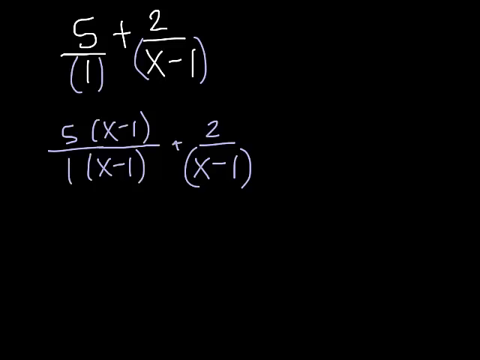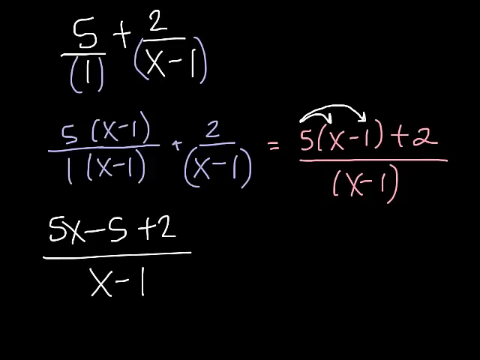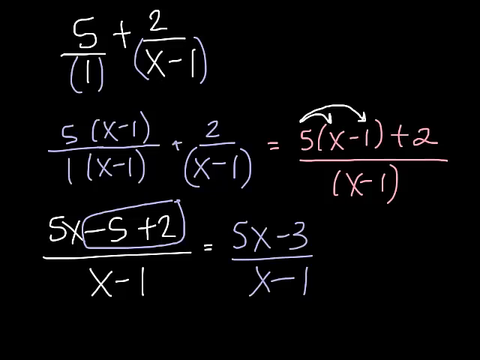So now I'm in a situation just like I was before. This denominator is x minus 1. My numerator is 5 times (x minus 1) plus 2. If I wanted to simplify that, I'm just going to distribute the 5 and get 5x minus 5 plus 2 over x minus 1. Negative 5 plus 2, those are like terms, so my final answer is (5x minus 3) all over (x minus 1). Okay, everyone? Good luck.